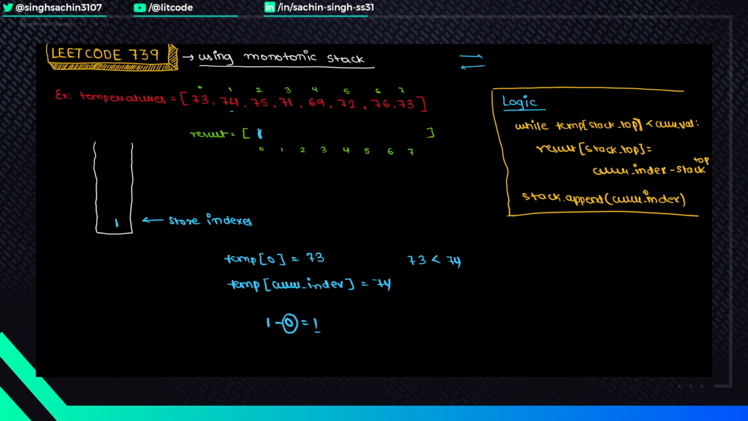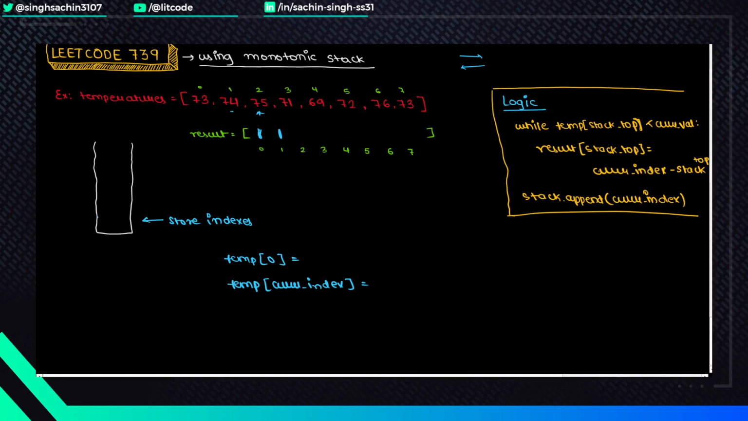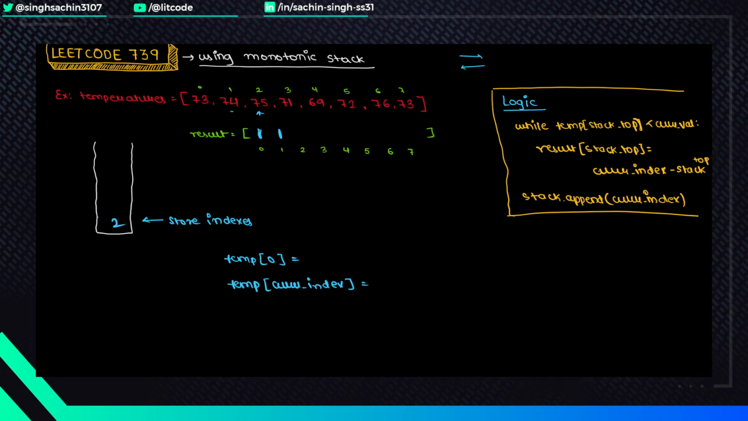We'll follow the exact same process. Now it is 74, 75, and 74 is less than 75. The element we popped was 1, and the current index is 2, because we are processing 75, and 2 minus 1 will be 1. So we'll have 1 here, and we will again have our stack empty. Now comes the interesting part, and we have pushed the index 2 here.